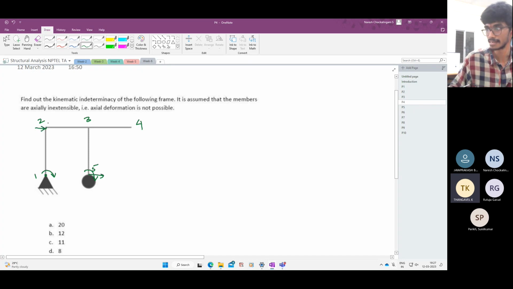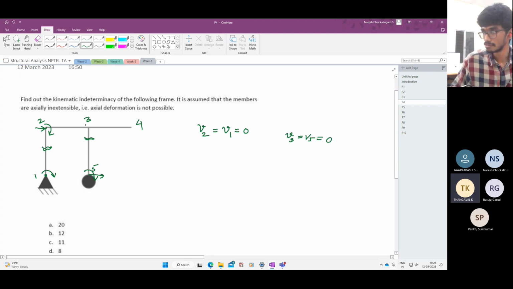Yes, this can translate and this can rotate. Can it move vertically? No, because we have the constraint V2 is equal to V1, but V1 itself is 0. Since this member is inextensible, it cannot extend, so V2 should be equal to 0. So that is not a degree of freedom. For the same reason, V3 is also equal to V5 because the member 3, 5 is inextensible. So that is also equal to 0.